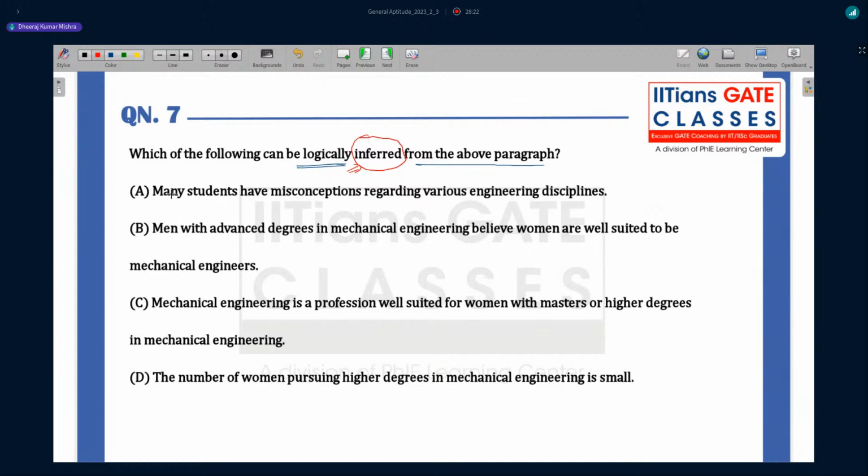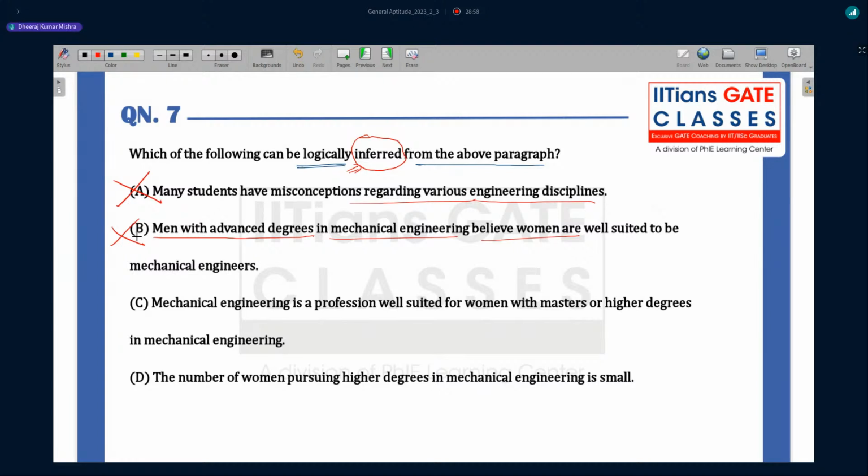So you see here, many students have misconception regarding various engineering disciplines. Do you think option A is correct? No, never ever, because we are not talking about other disciplines. It is an irrelevant option. Okay, next. Men with advanced degree in mechanical engineering believe that women are well suited to be in mechanical engineering. Do you think option B is going to be correct for this question?